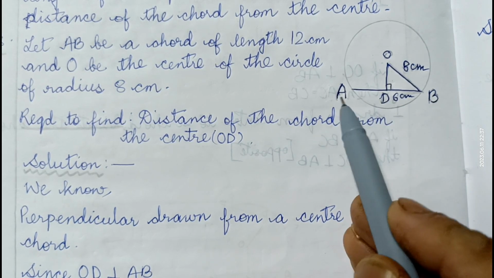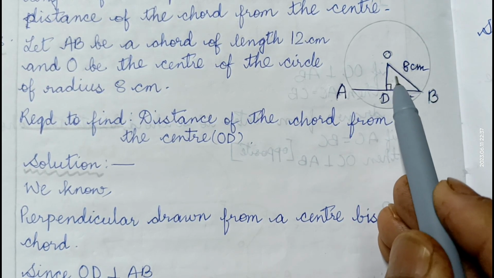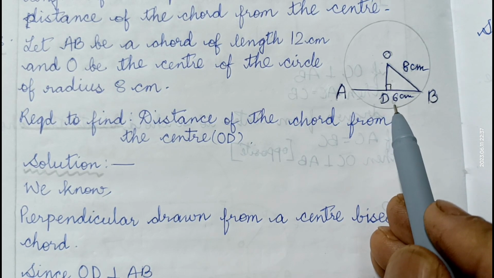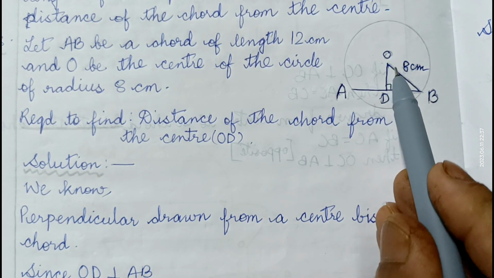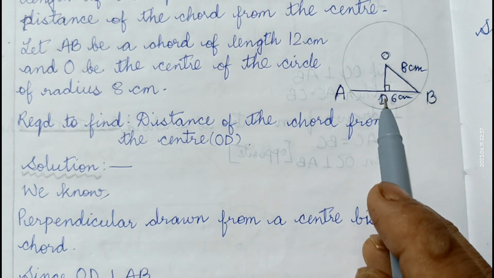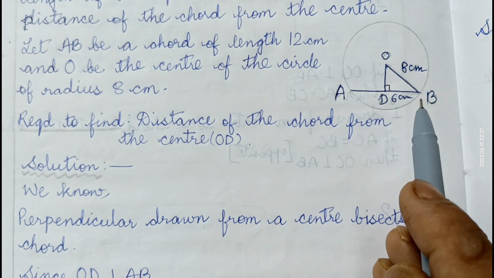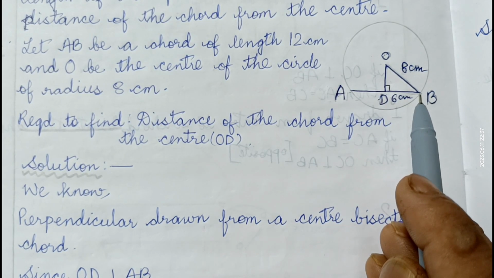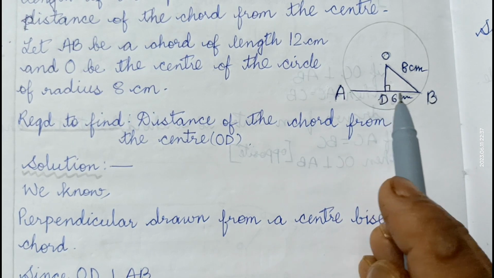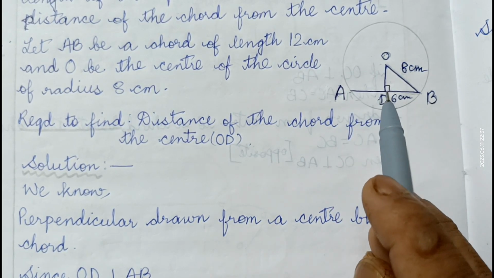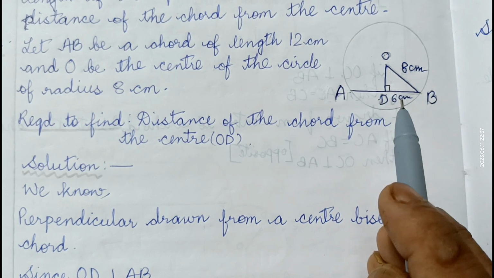Here AB is 12 cm and the radius of the circle, that is OB, is 8 cm. We have to calculate the distance of the chord from the center. That means we have to calculate OD. We know a perpendicular drawn from the center to a chord bisects the chord. Here OD is perpendicular to AB, so AD equals DB equals 12 by 2, because AB is 12. So DB will be half of 12, that is 6.